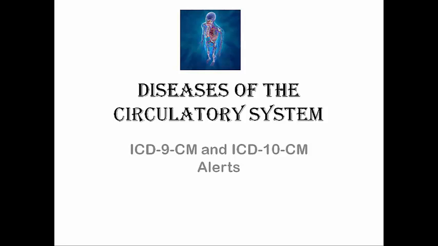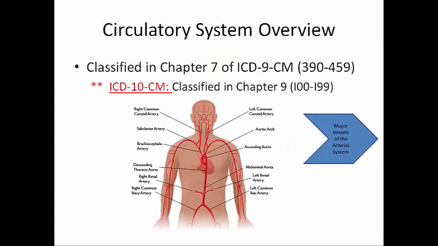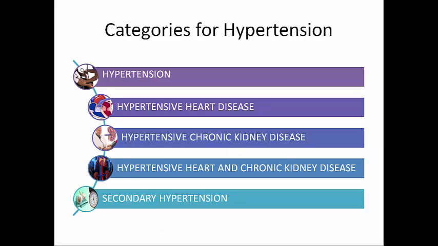Welcome to the diseases of the circulatory system for ICD-9, and I'm just going to give you a few highlights, just point out some things that you're going to see different for ICD-10-CM. So the circulatory system is classified in Chapter 7, and in ICD-10 it's actually classified in Chapter 9. So here are categories for hypertension that we're going to review on the next few slides.